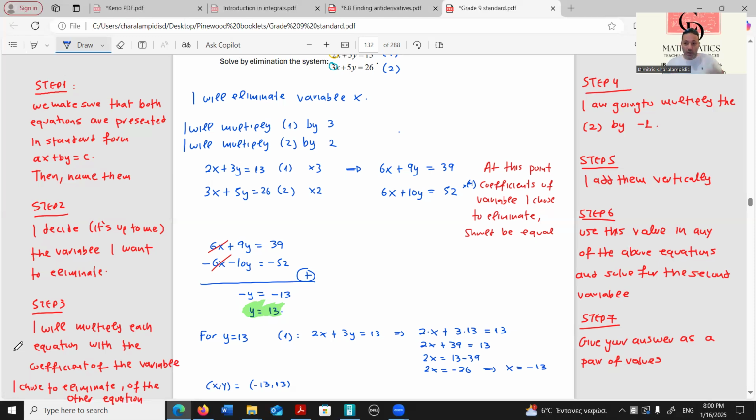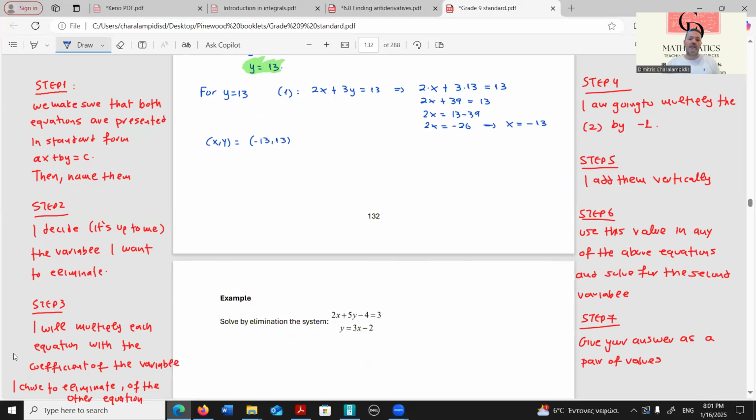By doing so, now I managed, in fact, to have them opposites, and then I should simply add them vertically. This vertical addition will eliminate the variable I wanted, this is why probably they call it the elimination method. I would be left with one equation of one unknown. I should solve it, and then by taking that value, I will return to any of the equations and find the second variable as well.